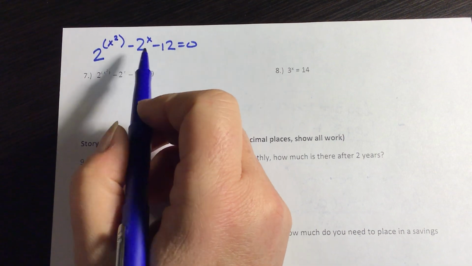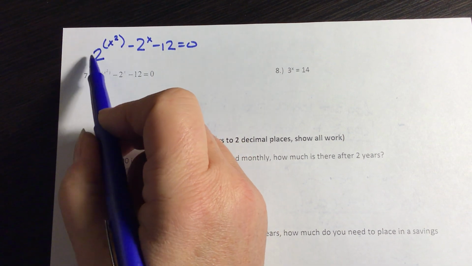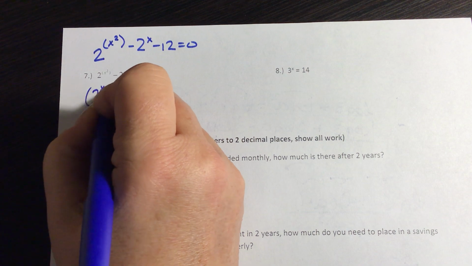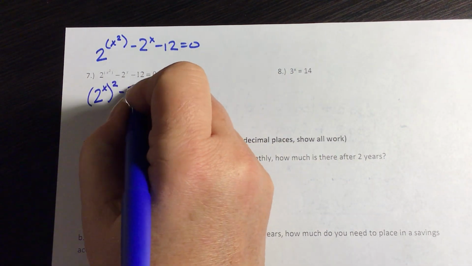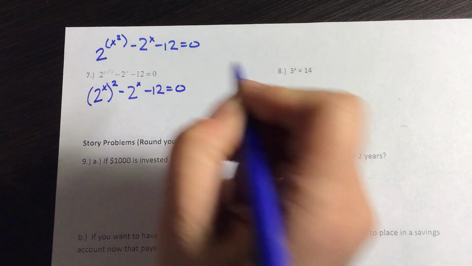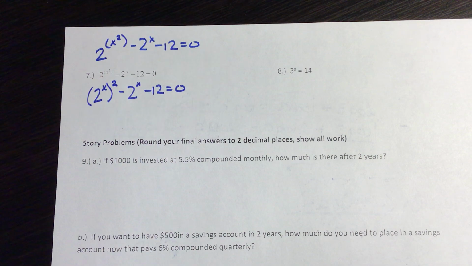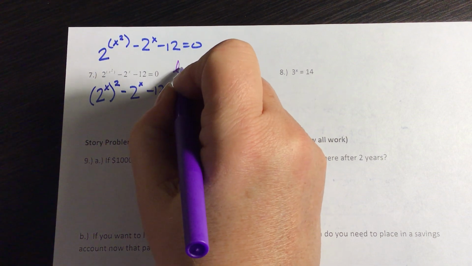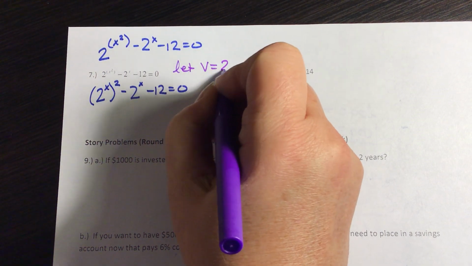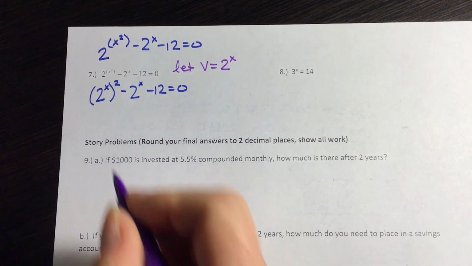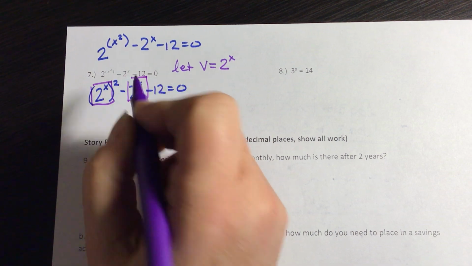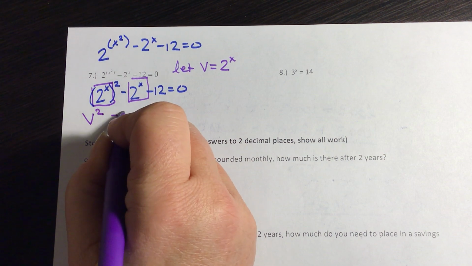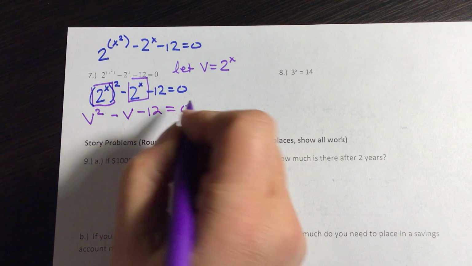So notice that I have a 2 to the x power, and over here I have a 2 to the x power, and I can write this a little bit differently. This is the same thing as 2 to the x squared minus 2 to the x minus 12 is 0. So if I want to solve for x, let's do some substitution. And we're going to say let v equals 2 to the x power. So in that case, wherever I see a 2 to the x, I'm going to substitute a v. So this is going to be v squared minus v minus 12 is 0.